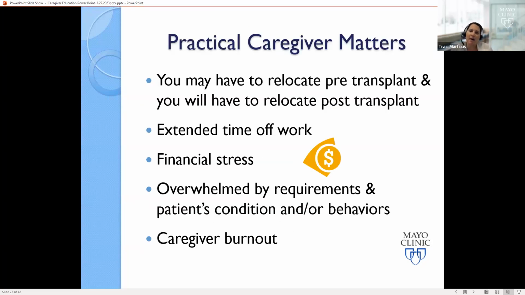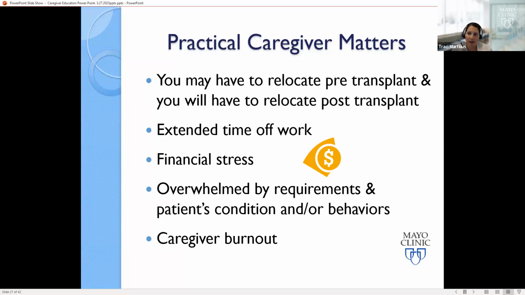What are some things to think about from a caregiver standpoint? So, are you going to have to relocate pre or post transplant? And what does that look like for you? What about your own home? Do you have family, children? Are you caretaking for anyone else? What about your job? What about pets? Those kinds of things. Extended time off of work.